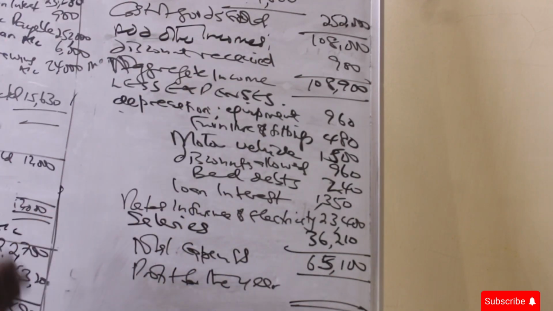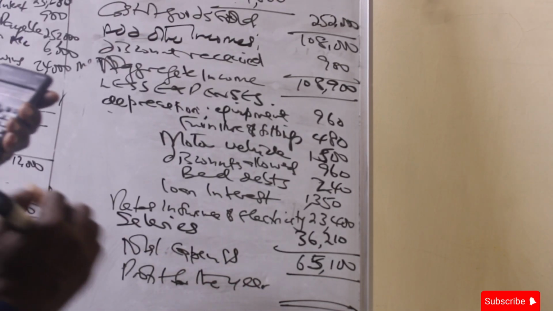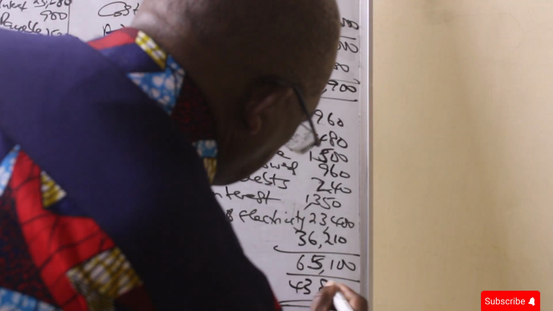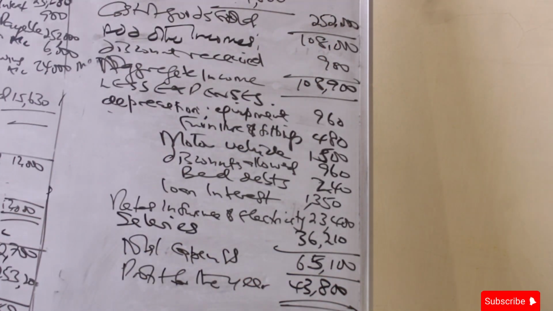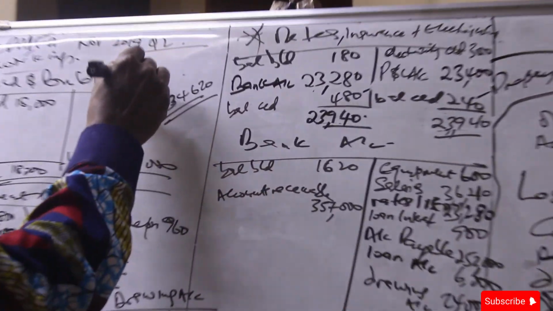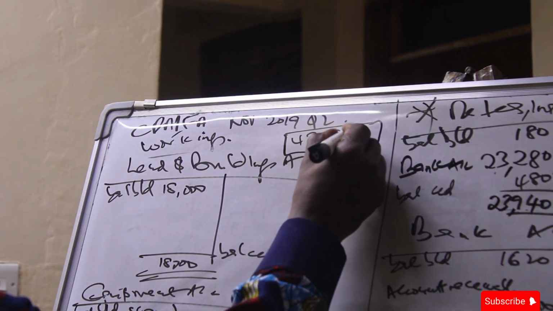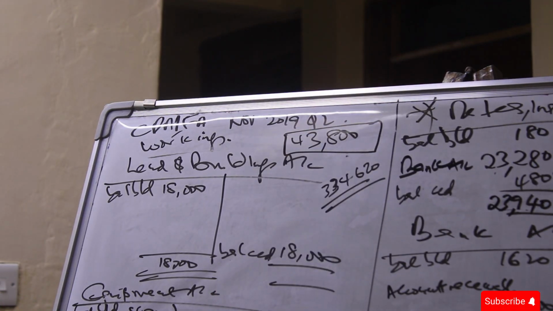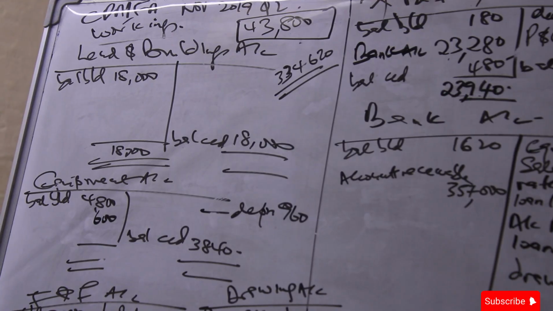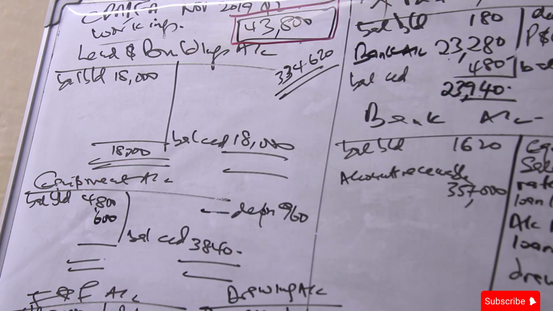We subtract 65,100 from 108,900 and get a figure of 43,800. Our profit for the year is 43,800. So we capture that figure here. Profit 43,800 to be captured in the balance sheet.